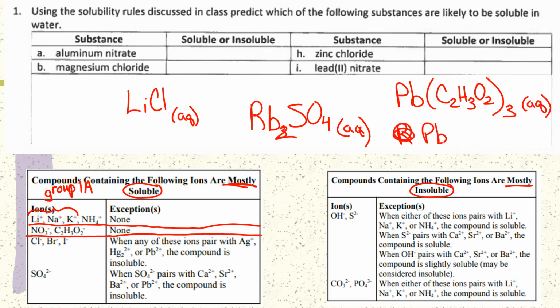If I have lead 2 nitrate, lead 2 nitrate will always be aqueous because nitrates are always aqueous. All right. Now, getting into where they actually start having some exceptions. So notice for both of those categories, it says there's no exceptions. They are always soluble. Now we're starting to get into exceptions.